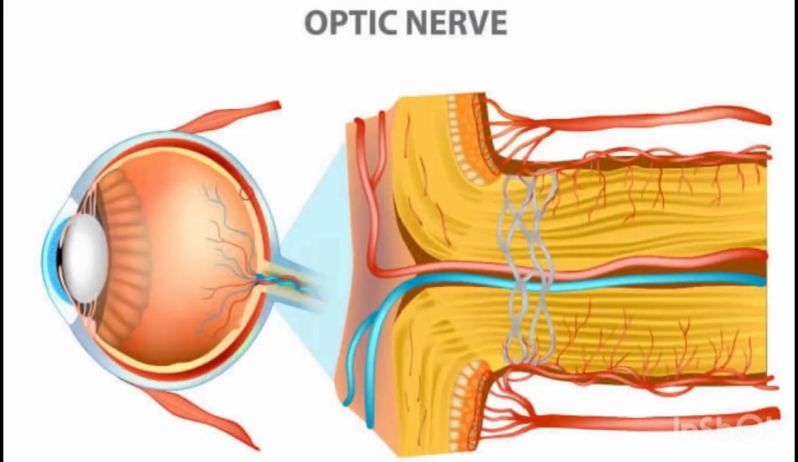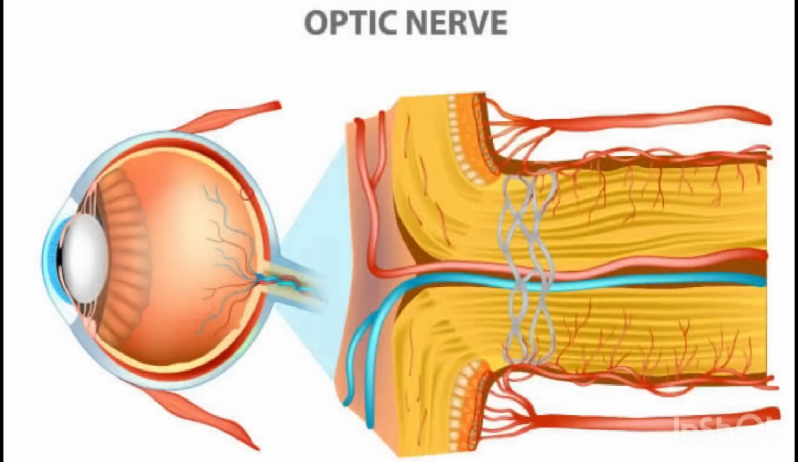Then I'm going to discuss visual signal transmission. Under this, the first one is photoreceptors. The process begins in the retina where photoreceptor cells, meaning rod cells and cone cells, convert light into electrical signals. The signals are generated in response to the intensity and wavelength of the light.